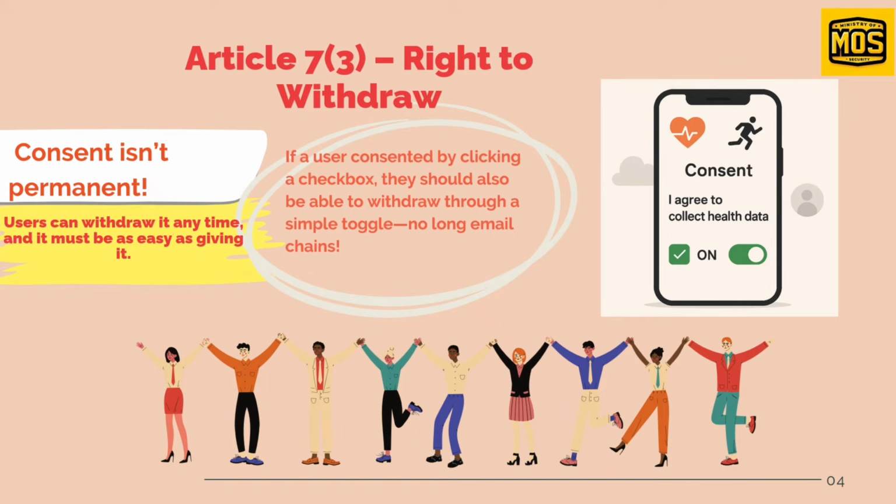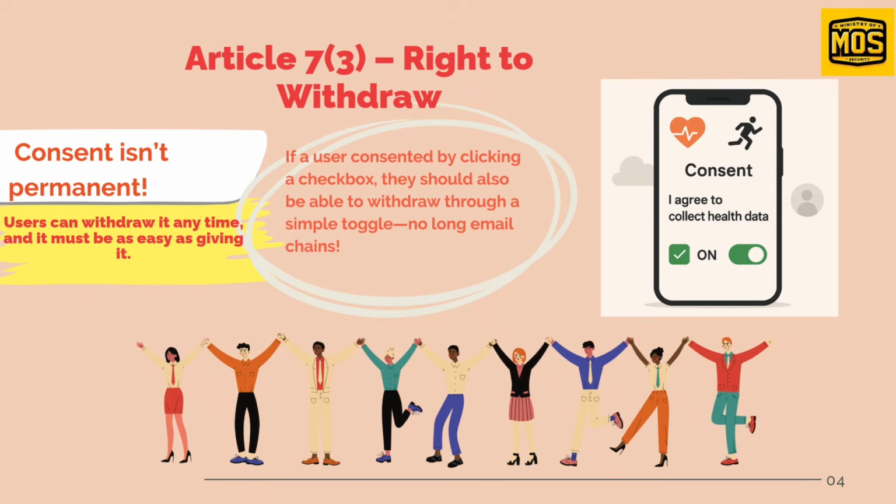Now moving on to the third clause of Article 7, let's talk about one of the most important rights under GDPR, that is withdrawing the consent. Many people think that once they give consent, that's it. The company can keep their data forever. But that's not true. Every individual has the right to take back their consent at any time, and it should be just as easy to withdraw as it was to give it.